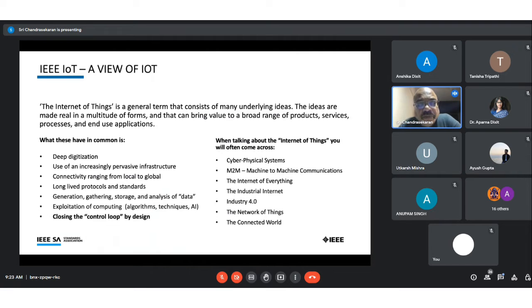I'm not sure of the profile of the students that have joined today. I'm not sure whether they are from computer science background or electrical engineering or electronics. But I'm assuming, and if my assumption is wrong, I do apologize, if you are in other departments. But today, if you look at Internet of Things, it touches upon every department that we can think of.